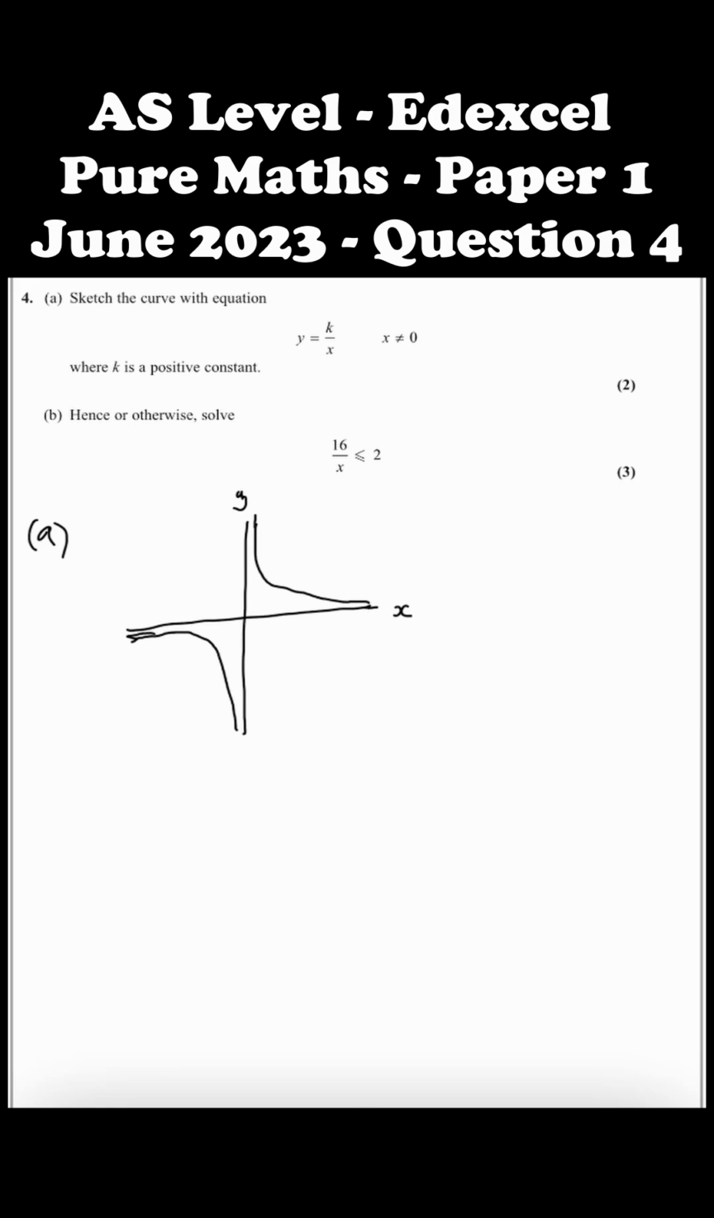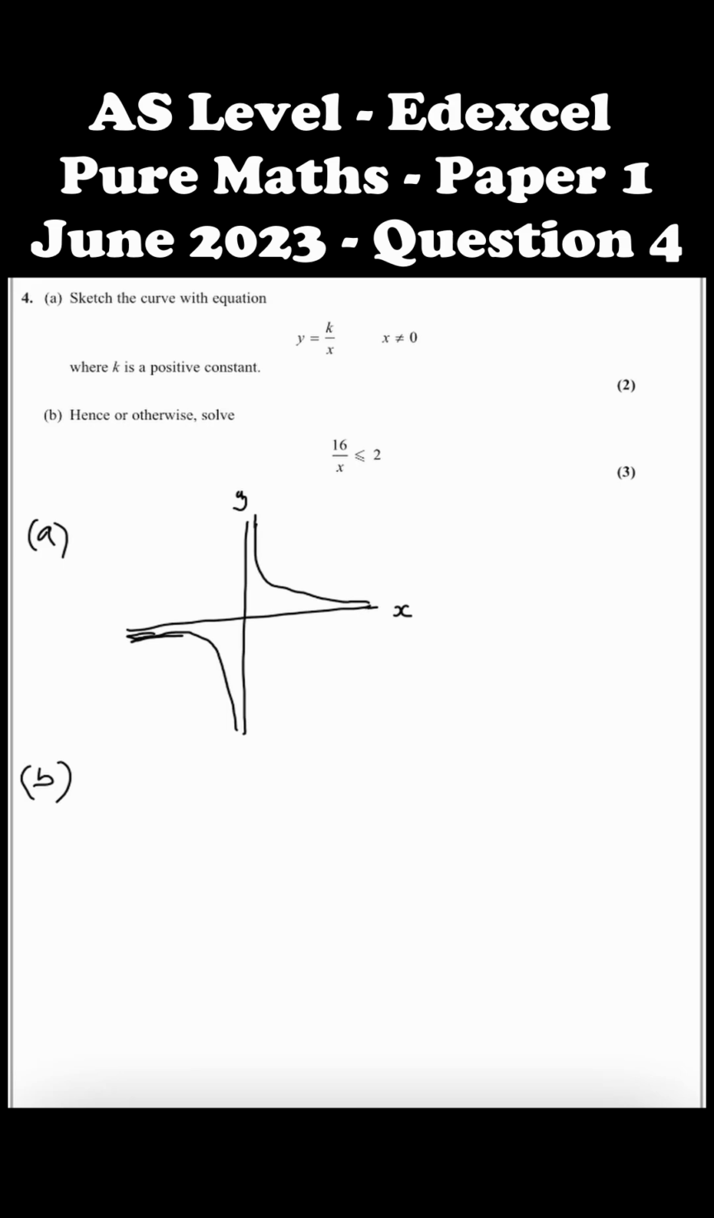A bit like this. You need to have a positive and a negative side of it, because it doesn't specify if x is greater than 0, less than 0, and that's all we need to do for part A. And then part B, hence or otherwise, solve 16 over x is less than or equal to 2.